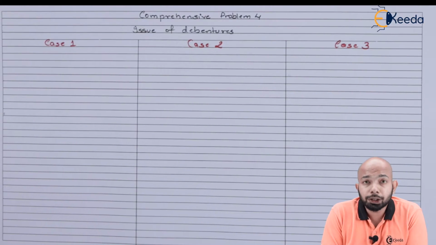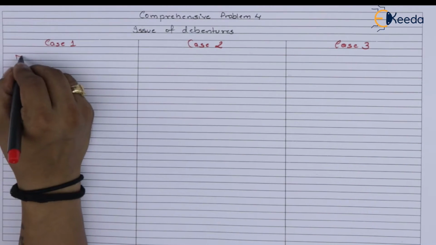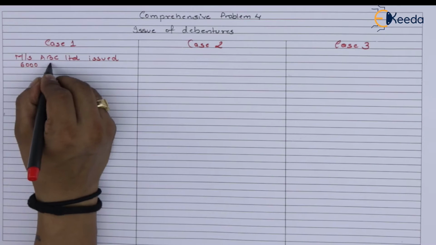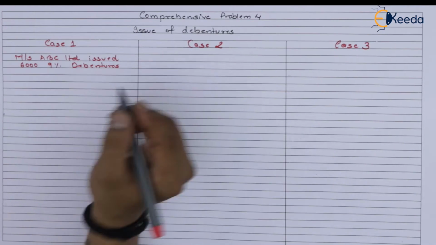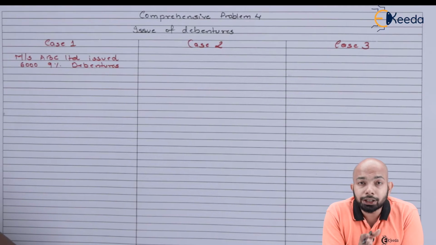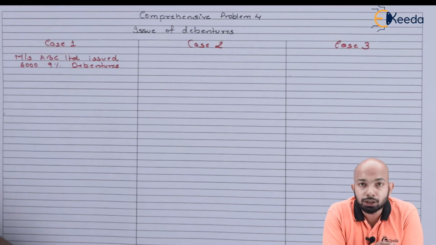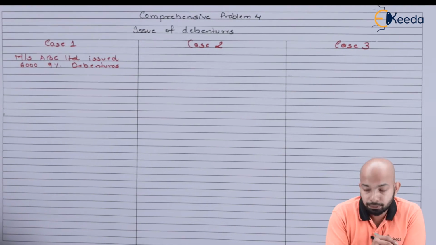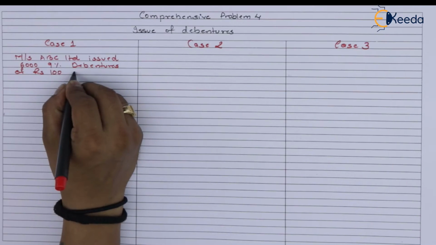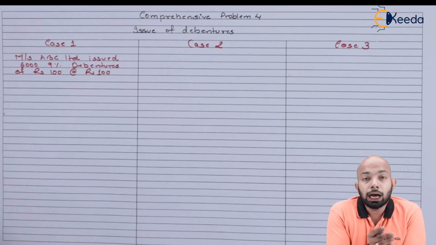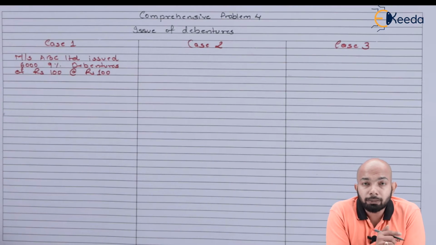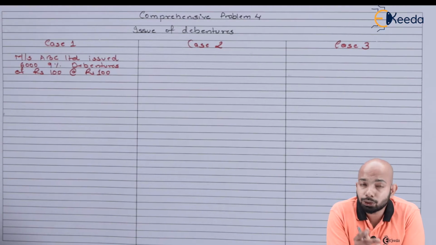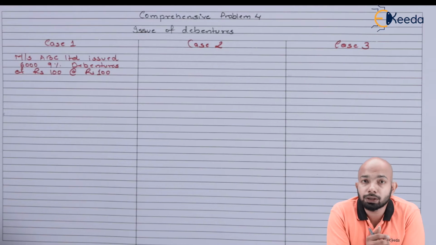Now, case 1 will refer to Messrs. ABC Limited. Messrs. ABC Limited issued 6,000 9% debentures of the face value rupees 100 at rupees 100 itself. This is the case of par that we have to discuss. Now, this rupees 100 was payable in the following manner: application, allotment and final call. We'll keep it very simple so that you can understand how exactly the chronological pattern of journal entries has to be passed here.